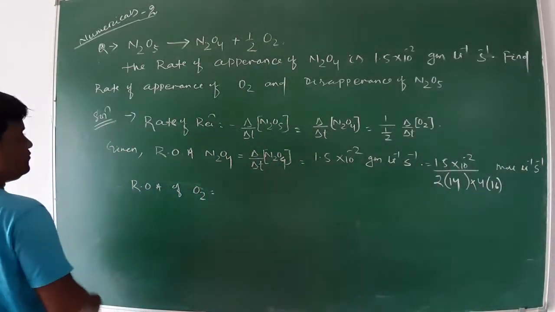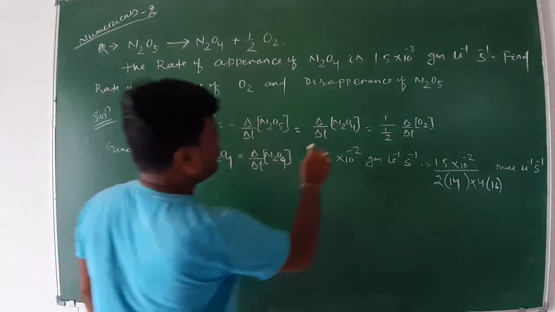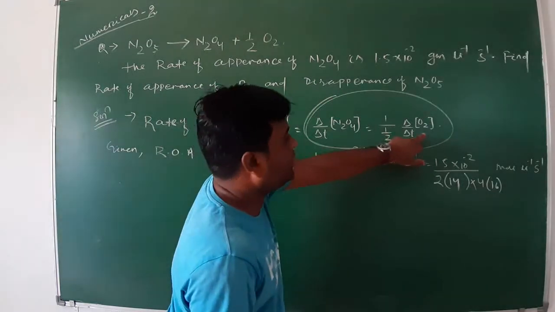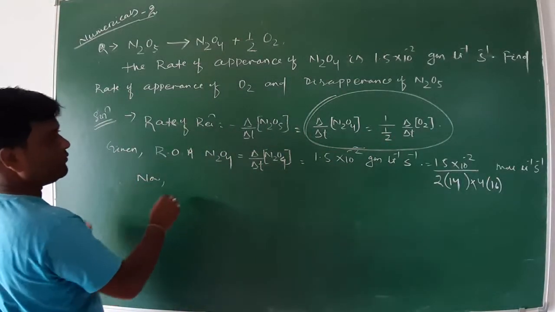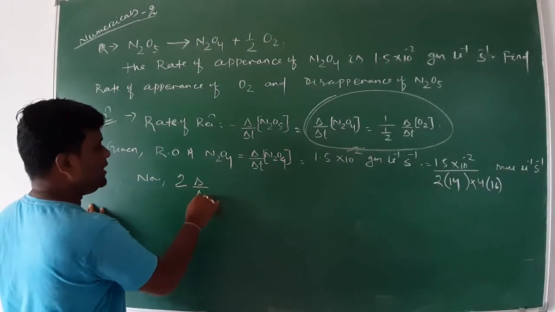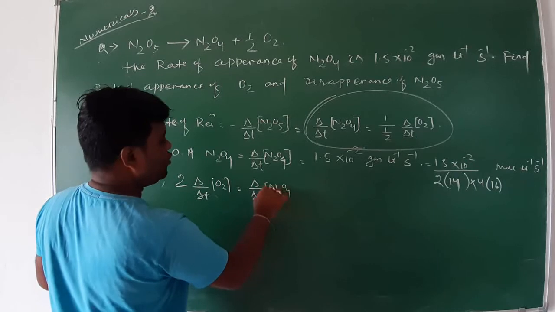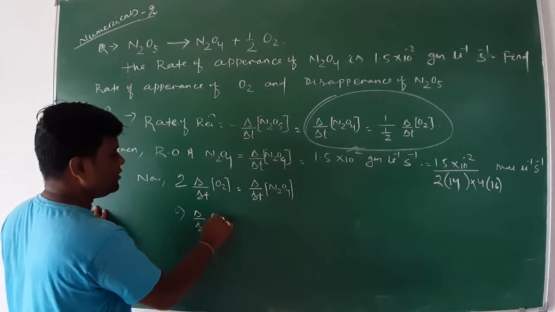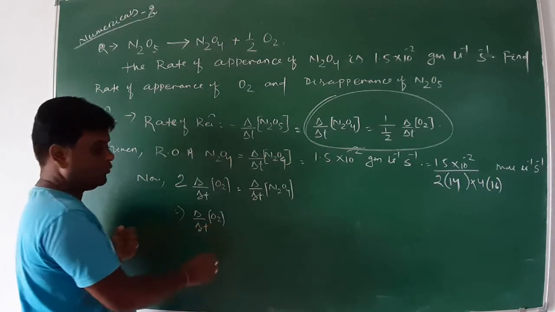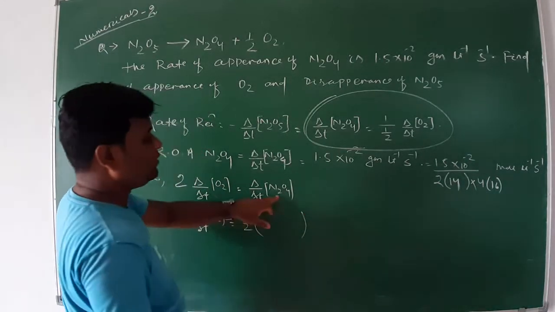Now come to our problem. We have to find the rate of appearance of O2. To get it, we have to compare the two. Here the concentration of N2O4 is given and we have to find the concentration of O2. So we can write 2 into del by del t of concentration of O2 equals del by del t of concentration of N2O4. The del by del t of concentration of O2 is the rate of appearance of O2. Taking the 2 to the other side, it will be 1 by 2 of del by del t of concentration of N2O4.